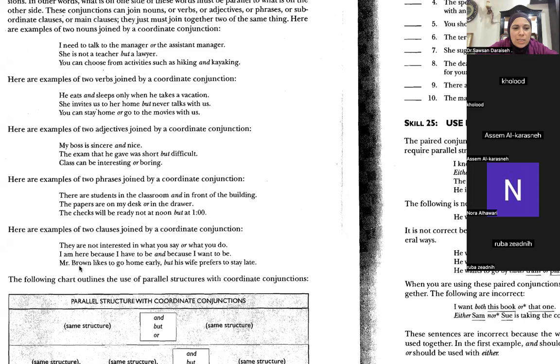Okay, let's move on to this last sentence. Mr. Brown likes, ماذا يحب Mr. Brown? To go home. Mr. Brown likes to go home, بيحب يروح بكير, early. But his wife prefers to stay late. So likes, prefers. So Mr. Brown likes to go home early.